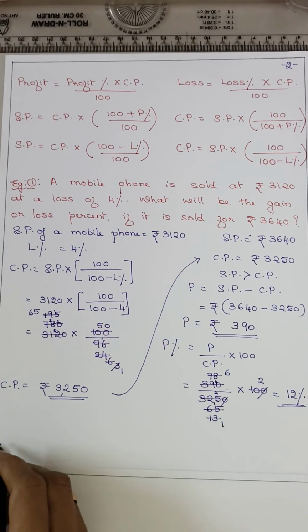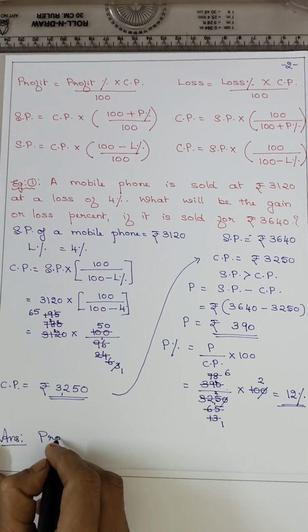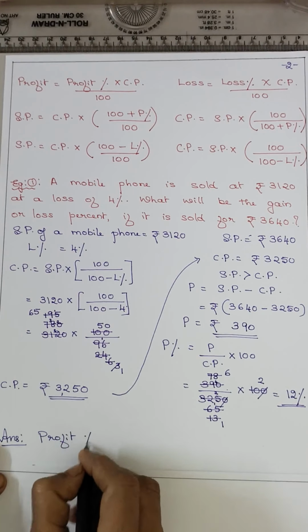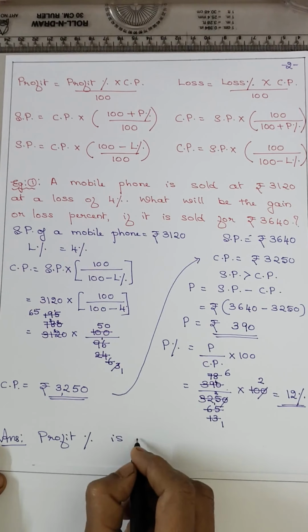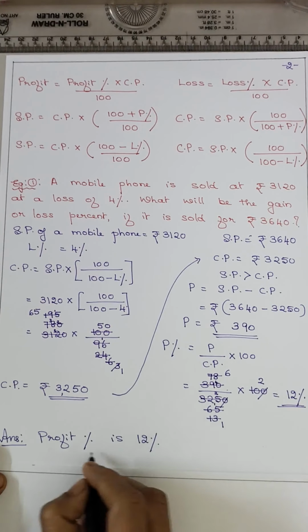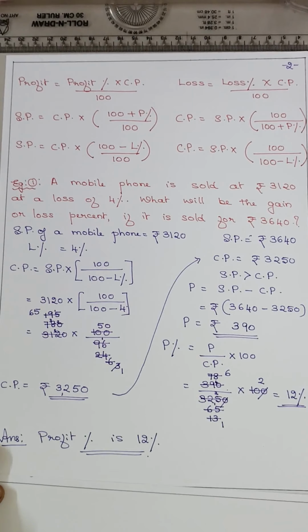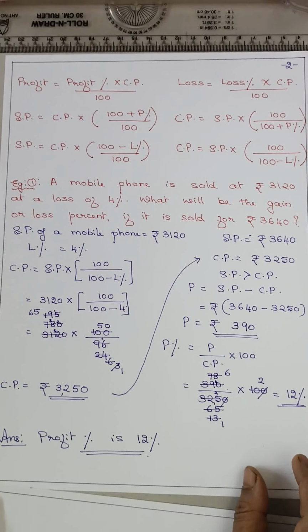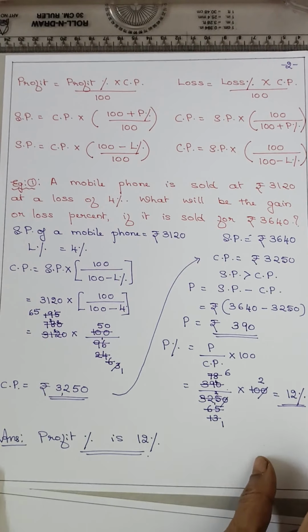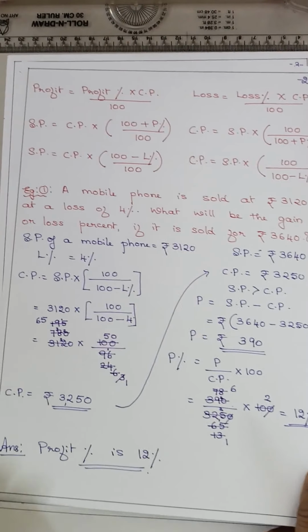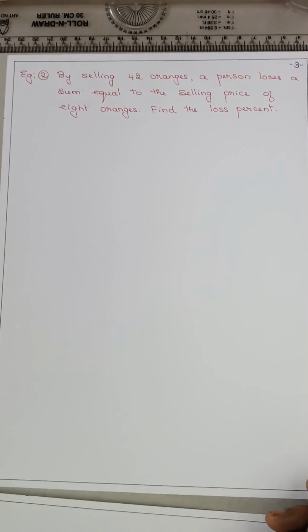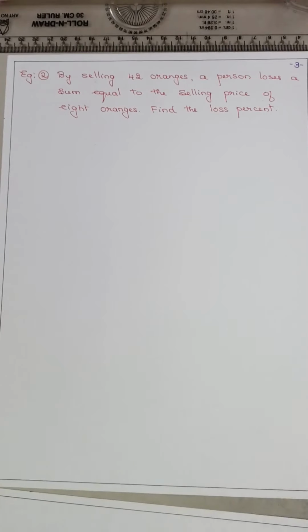So answer, profit percent is 12%. Hope you understood this sum. Okay. Now coming to the example 2.